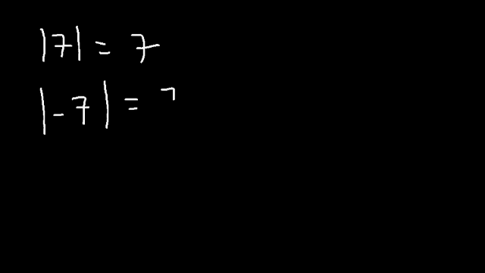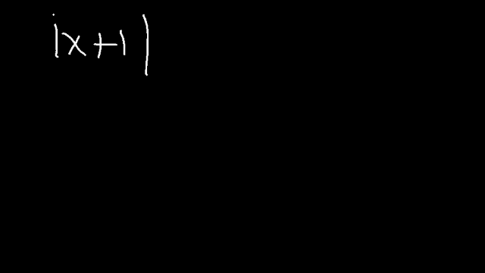Now let's talk about the absolute value. The absolute value of a positive number is a positive number. The absolute value of a negative number is also a positive number. So with that in mind, how would you solve for x in this equation? The absolute value of x plus 1 is equal to 3. So what's the answer for x?